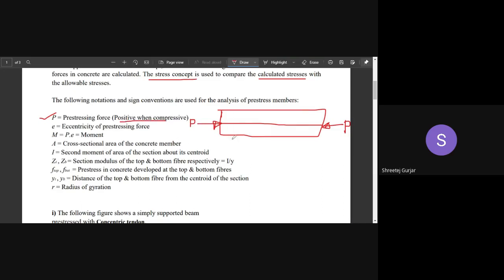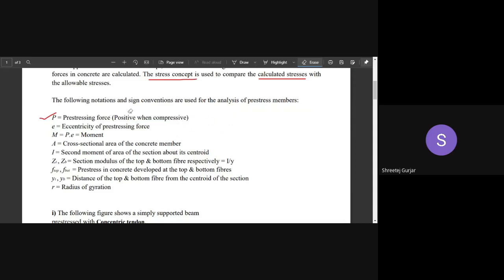And we use a sign convention that is positive for compression. You can see in this case which I have drawn, both the forces are acting towards each other, right? They are compressing the concrete element, so they are positive. So this compressive or pre-stressing force is positive because it is compressive. And if it was tensile in nature, we would have considered that as negative. So positive for compression, and negative for tension.